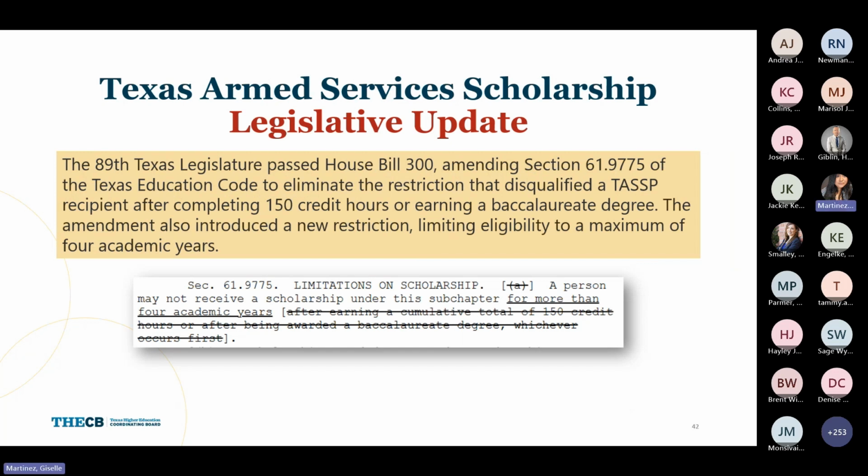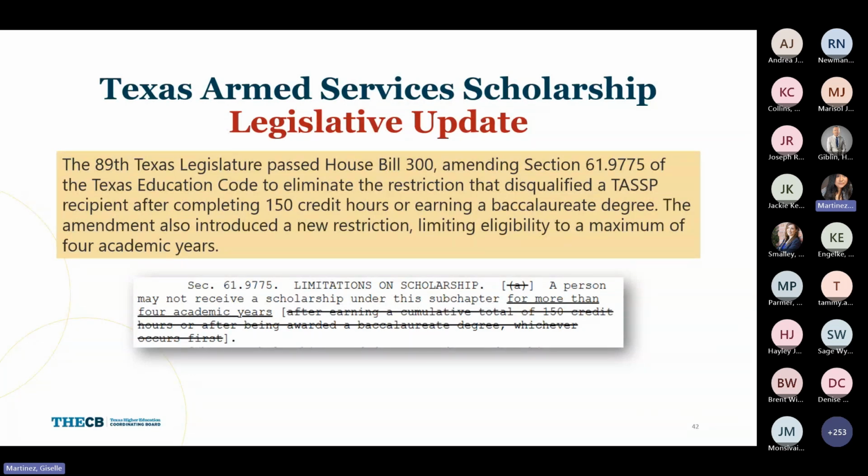The 89th Texas Legislature passed House Bill 300, amending Section 61.9775 of the Texas Education Code to eliminate the restriction that disqualified a TASP recipient after completing 150 credit hours or earning a bachelor's degree. The amendment also introduced a new restriction limiting eligibility to a maximum of 4 academic years.